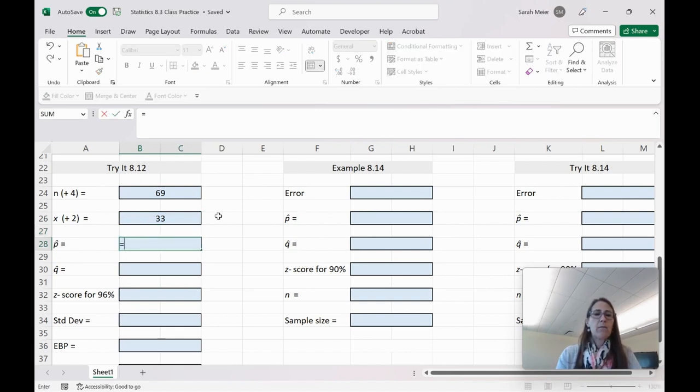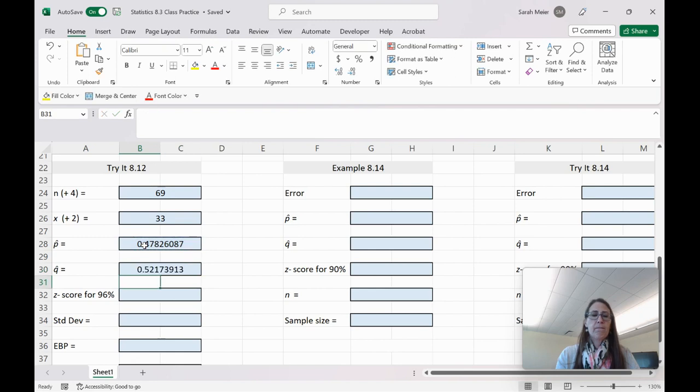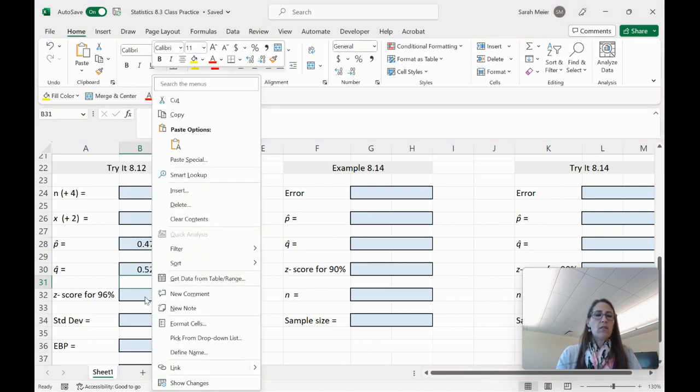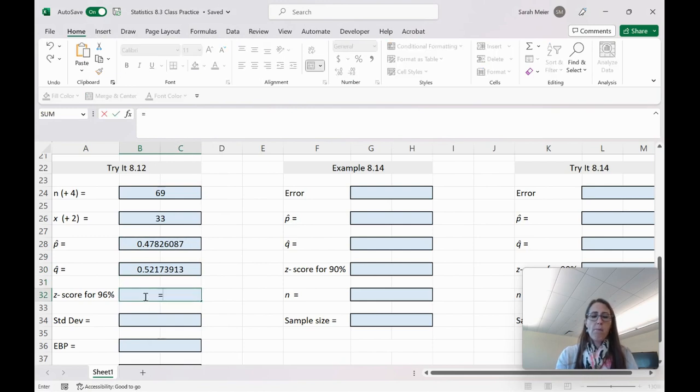So p hat is going to be 33 divided by 69, 0.4782, et cetera, et cetera. q hat is 1 minus that, 0.5217. Our z-score, norm.inv, I did the wrong one. So it's a 96% confidence level, so 1 minus 0.04 divided by 2, comma 0, comma 1.